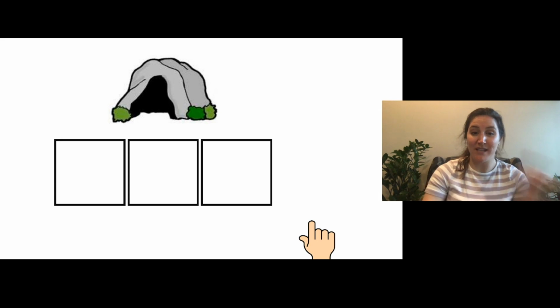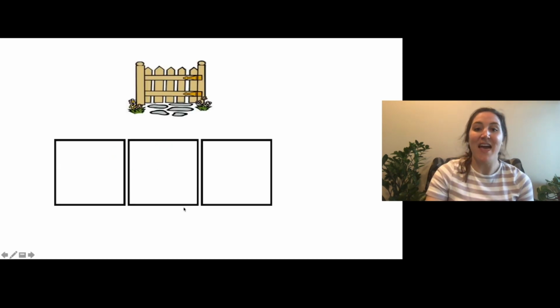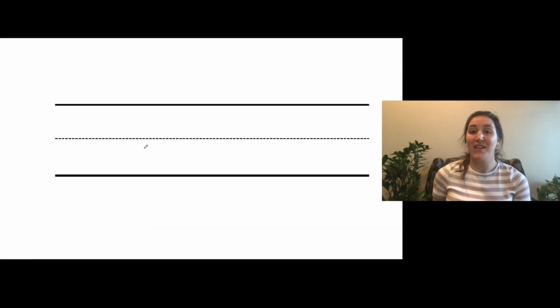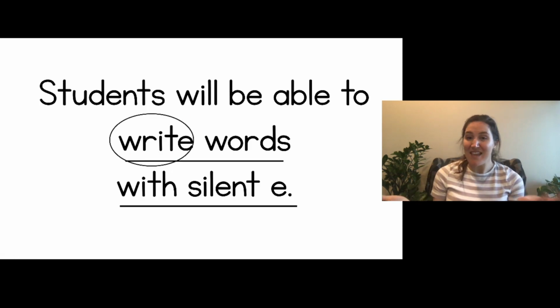Okay, let's check our work. So we did cave, C, A, V, and then you should have put an E at the end because it's making the long vowel sound. Did you get cave right? Good for you. And then we had a picture of a gate. So for gate, you should have G, A, T, E. Gate.